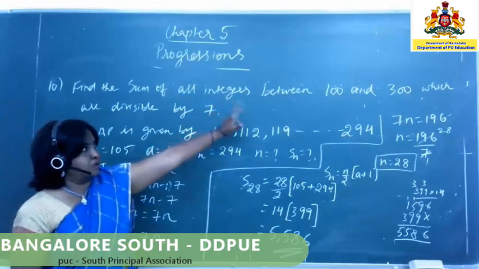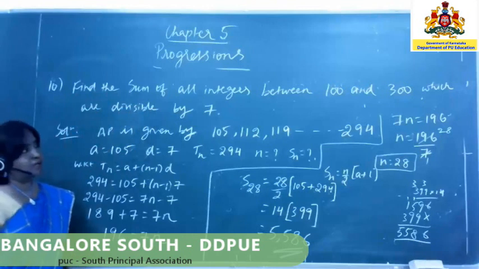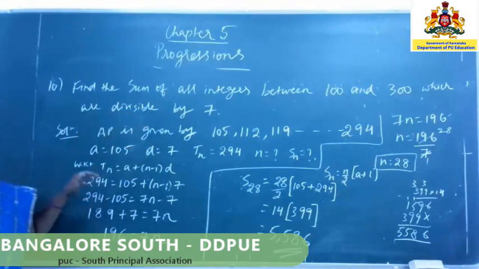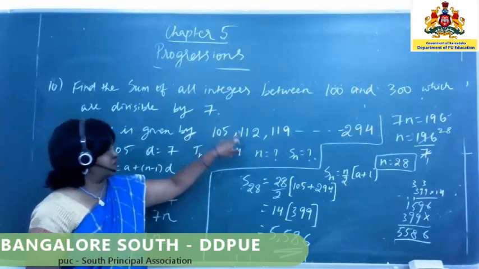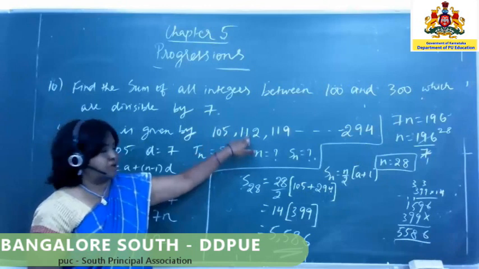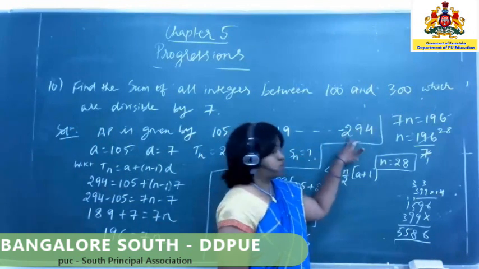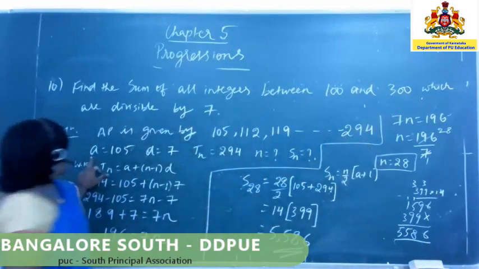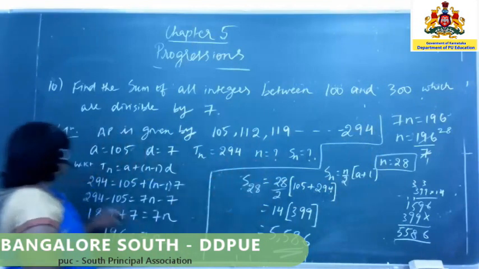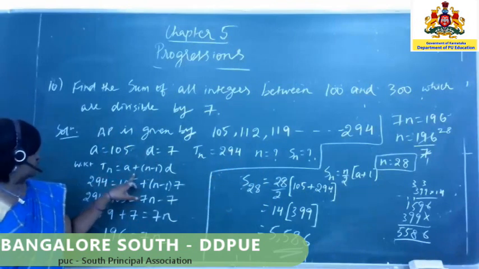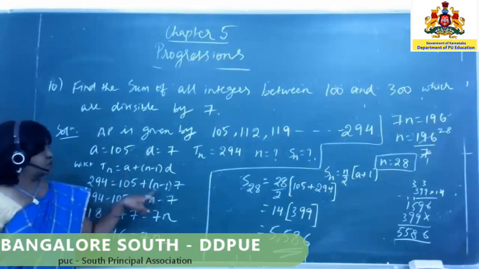So the integers are between 100 and 300. So I'll repeat once again. Find the sum of all integers between 100 and 300 which are divisible by 7. So after 100, the number which is divisible by 7 is 105. The next number will be plus 7, that is 112, then plus 7, 119, so on up to the last number that is less than 300, that will be 294. So A is 105, D is 7, Tn is 294. You should find n value and Sn. Nth term is a plus n minus 1 into d.